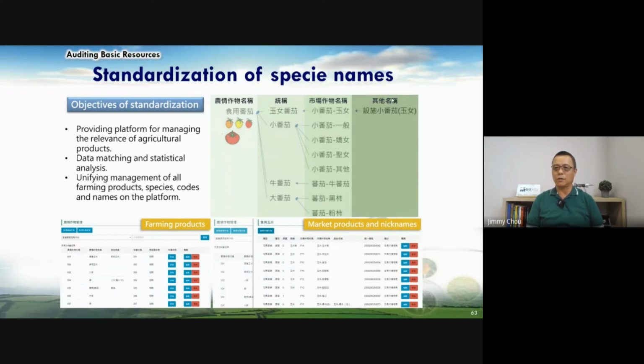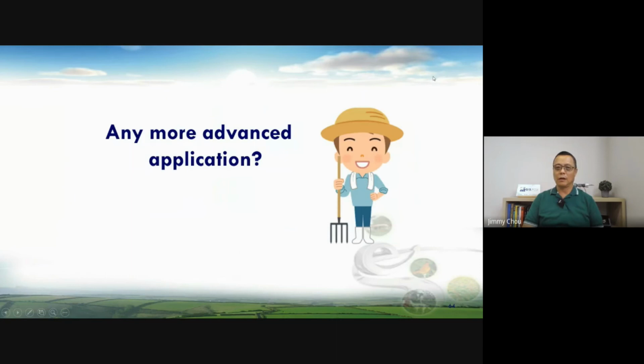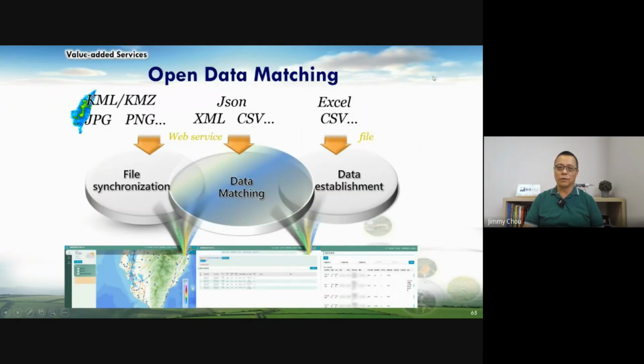Different species of tomato can resist different kinds of precipitation or water needed, or can resist certain kinds of drought, or can produce different kinds of tomato. And in the market, it's a different kind of price. So are there any more applications? Of course. We can make a lot of open data matching.